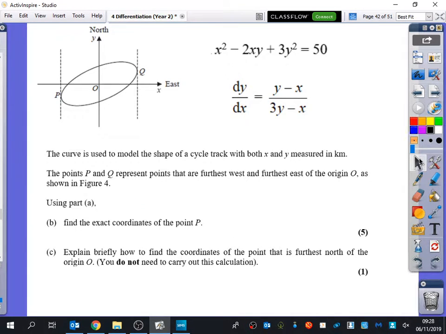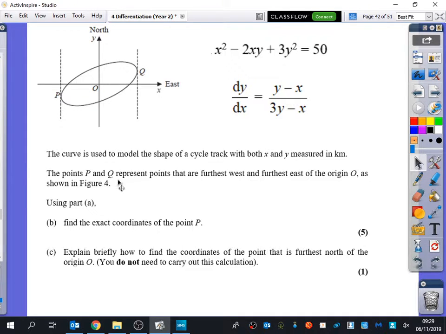So this is what we had from the previous part. I'm now going to show you what the question says, and we're going to work through this as an example for you to have in your notes, because this is a weird example, and I haven't found any other questions that look like this. They've added in some kind of fake real life stuff. They've said the curve is used to model the shape of the cycle track with both x and y measured in kilometers. I don't know why this needs to be about a cycle track. Other than that sentence, the question doesn't really have much to do with a cycle track.